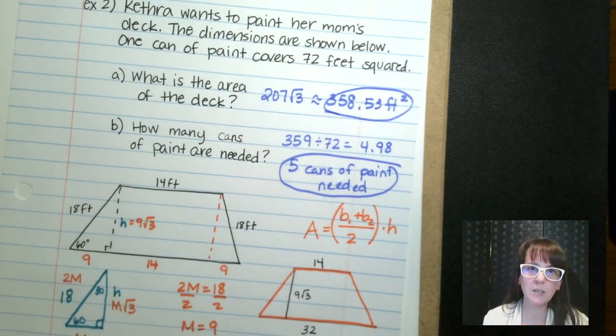So hopefully that helps explain those reference triangles and finding the area when we've got a side missing.